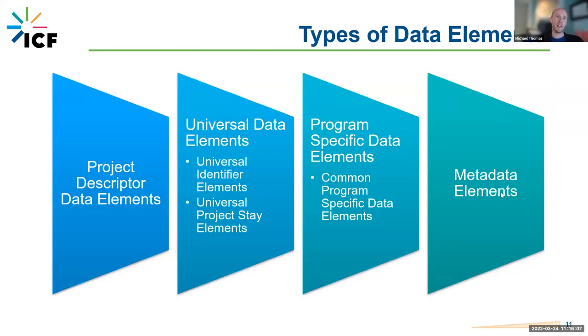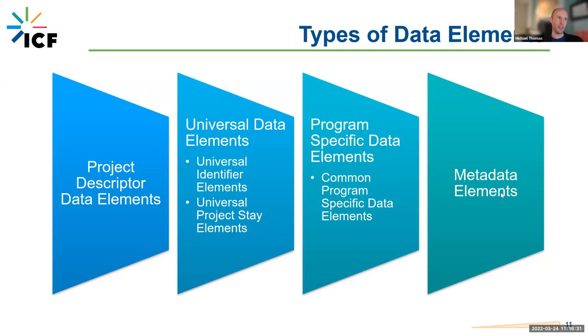And then types of data elements. So these are the things that go into HMIS, the actual types of data that are being collected. There's a lot more detail to it. This is just the overarching types, but there's project descriptor data elements. So those are the ones that describe the project, and there are specific ones that are prescribed for ESG projects. So that's a setup issue in the system.